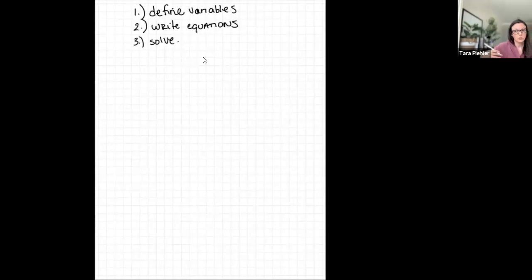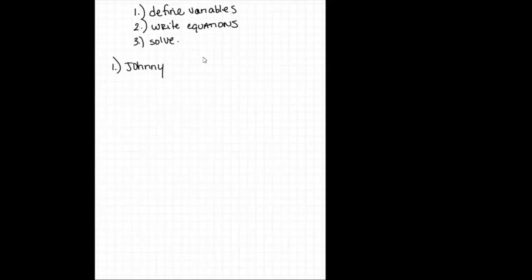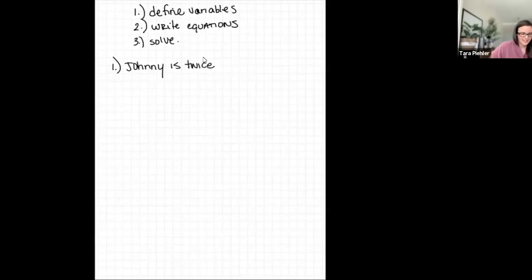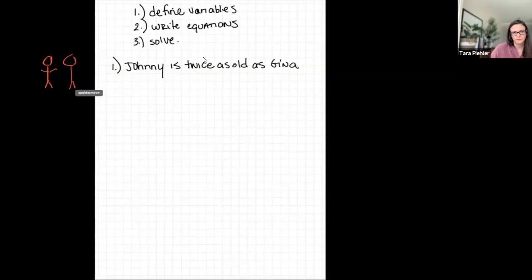So here's our 2 linear equations, but I'm going to state it as a word problem. Our first one is going to be, oh, Johnny. There's always a Johnny in word problems. Johnny is twice as old as Gina. Johnny and Gina. So when you guys read this, how would you put this in a mathematical form?